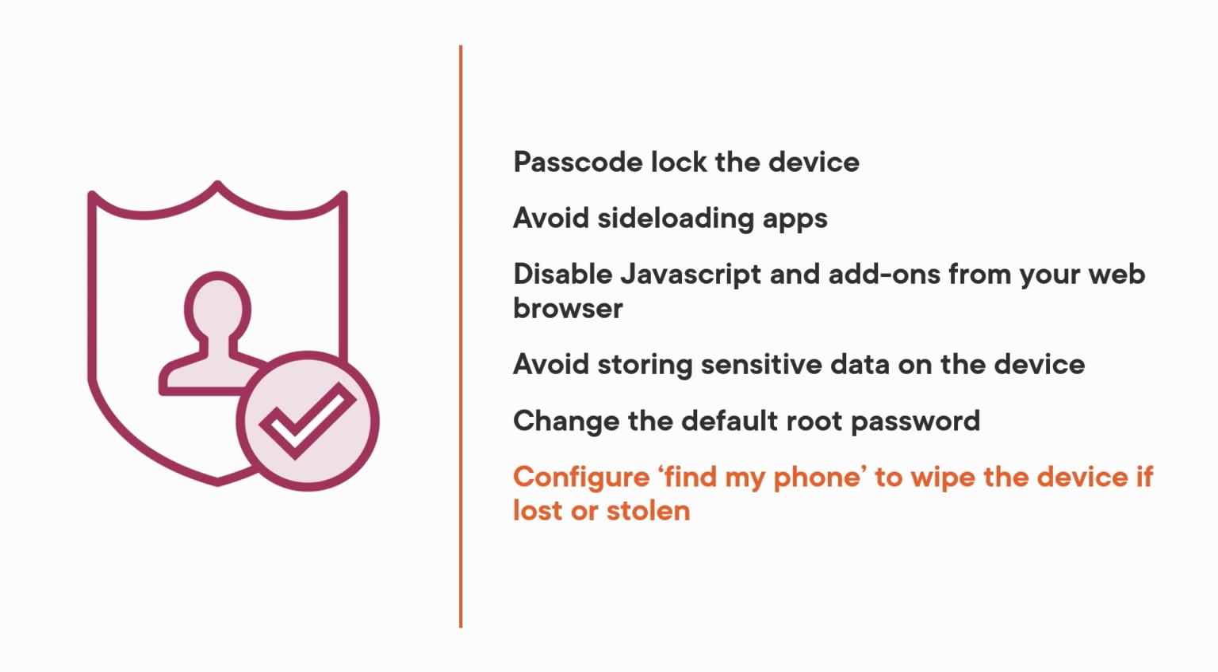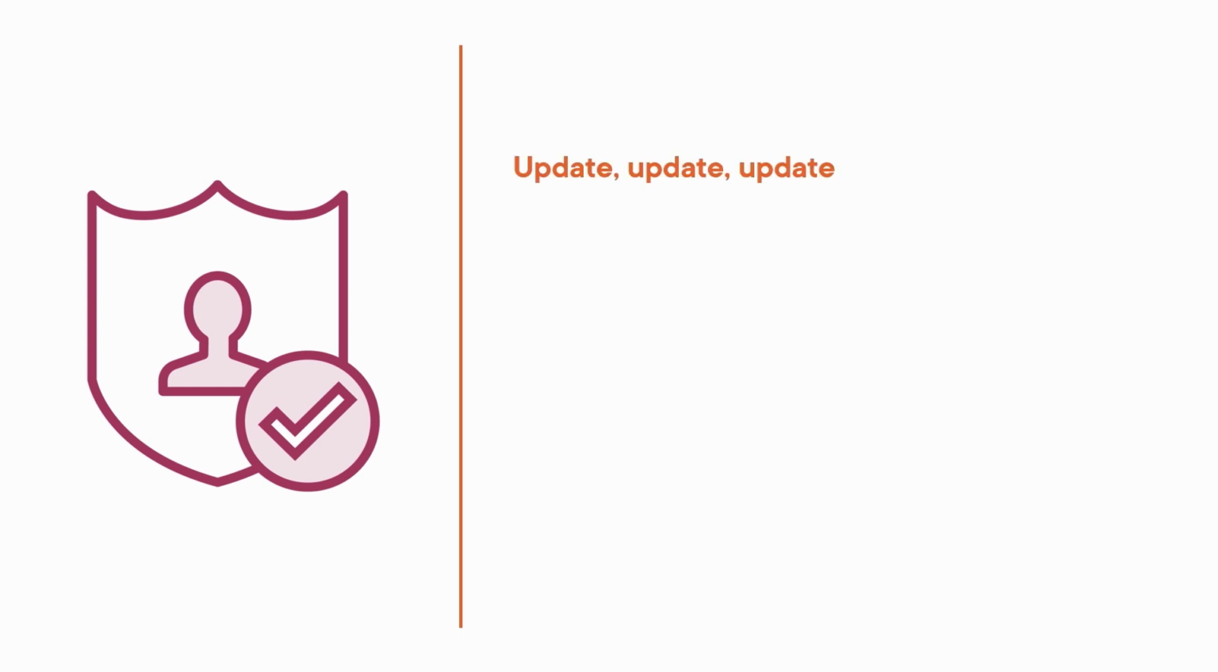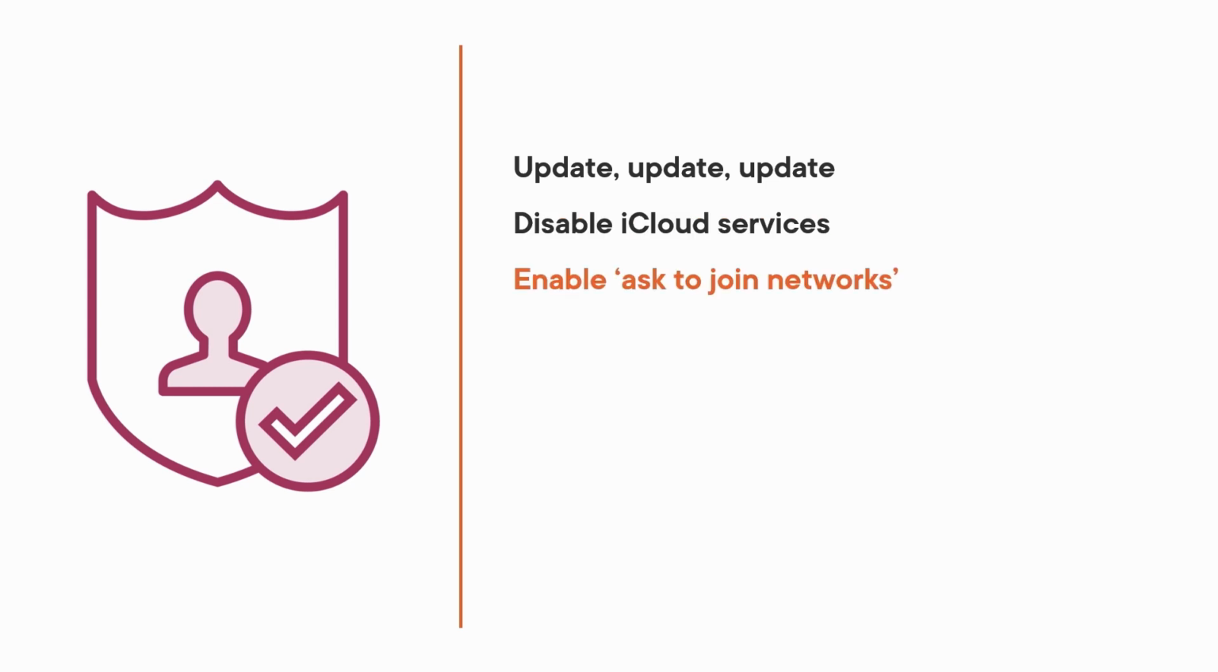And you've heard this from me throughout this entire series, and that is update, update, update. That's the OS and the apps, as well as any plugins. Disable the iCloud services to stop sensitive enterprise data from being backed up to your personal cloud. Make sure also that we enable Ask to Join networks so that you don't connect to rogue wireless networks. As I mentioned before, enable the erase data after 10 attempts. Listen, if you don't get it within 10 attempts, then there's something else going on.